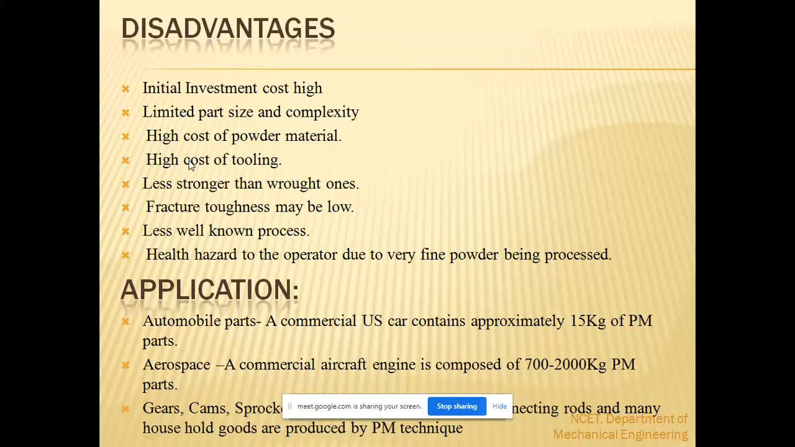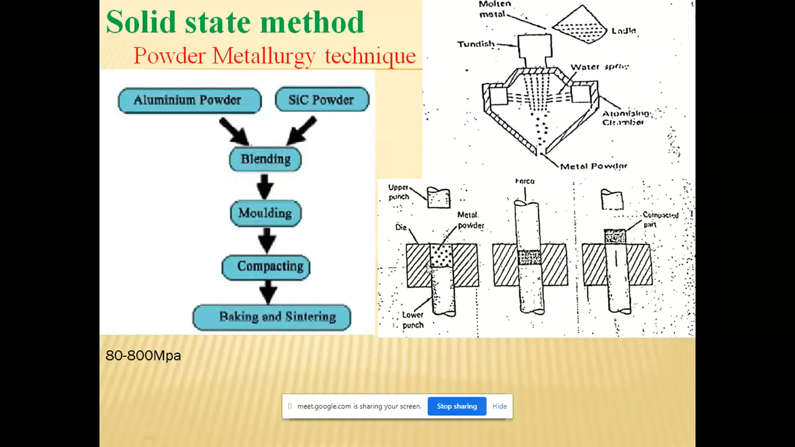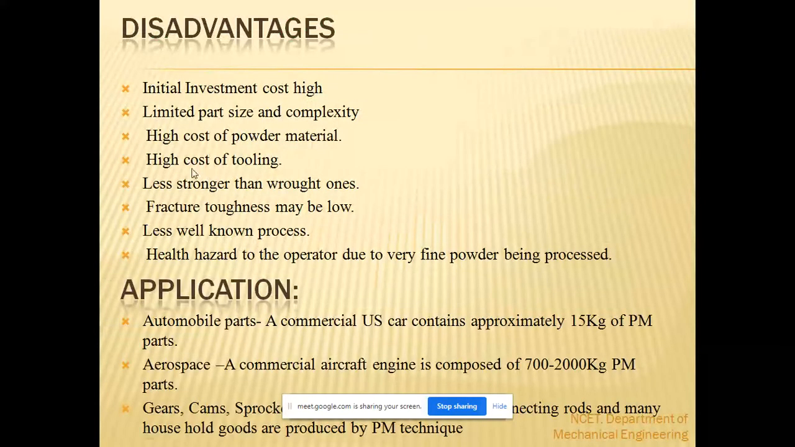And tooling cost is nothing but the cost of preparing dies. Here you need to prepare a die, and the design of the die is going to be very complex. So the cost of tooling is going to be high. The parts are less strong than wrought ones, and fracture toughness is going to be low. These are some of the disadvantages.